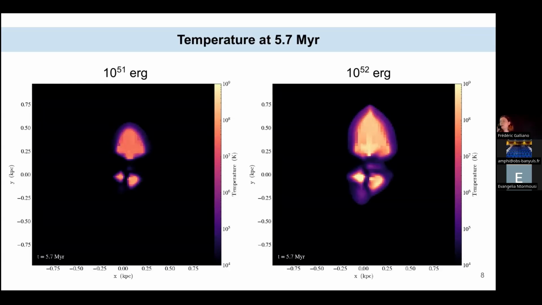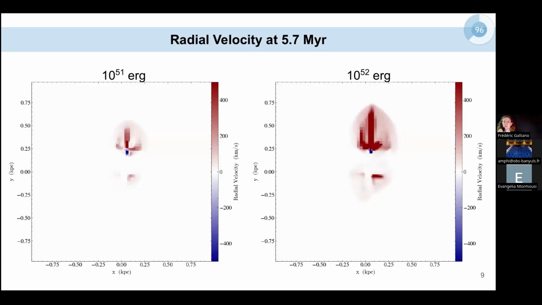This is the temperature. You can see that not only did the bubble spread further, but we also have a higher temperature, so likely also a higher pressure in this bubble, so it will extend further in the future. And the last one is just the radial velocity, where you can see the radial velocity is also a bit higher because you inject more energy. So now Banya will tell you a bit about what he did.